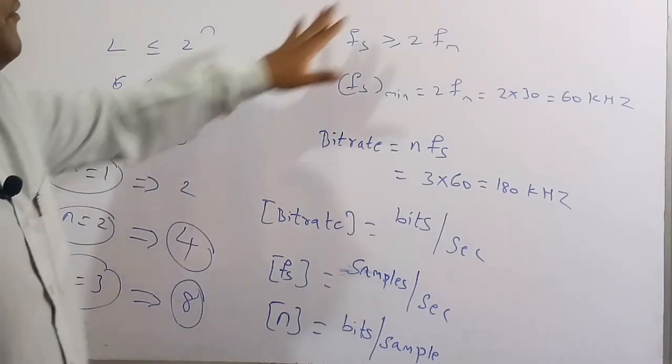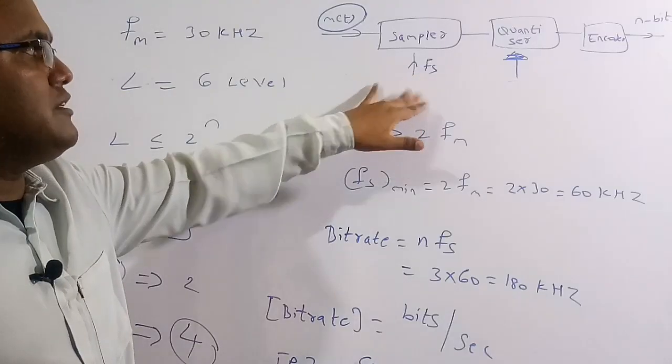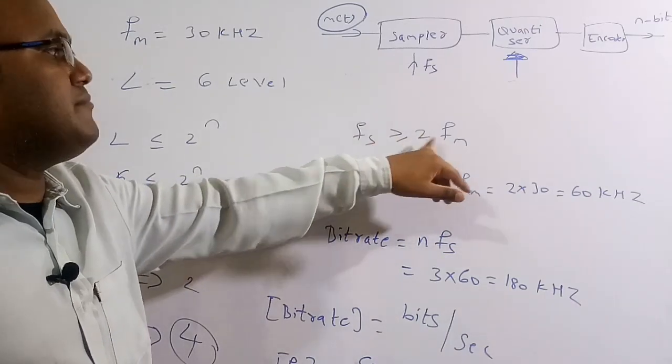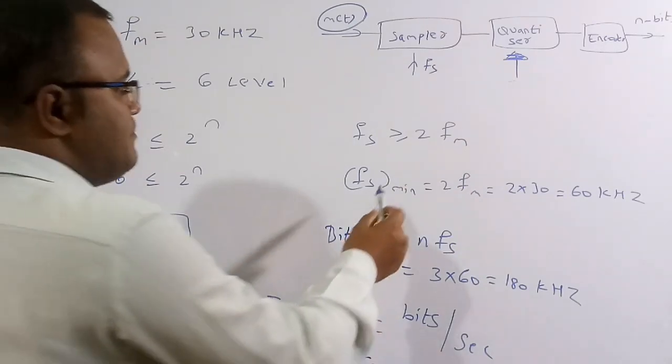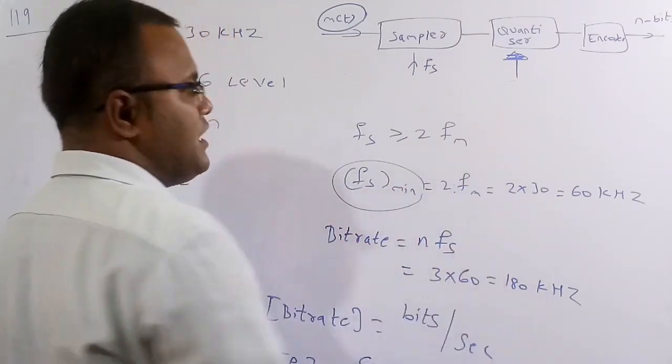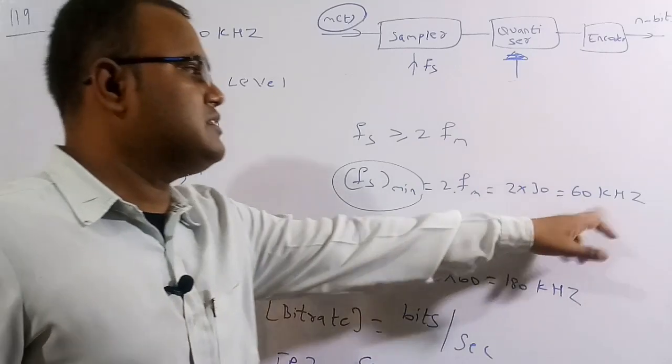So therefore here we have to find the sampling frequency. Already I have told you the sampling frequency must be twice the maximum frequency, then only there will be no aliasing effect. So therefore I want to know the minimum sampling frequency, which is 2 times the fm max, which is 2 into 30, which is 60 kilohertz.